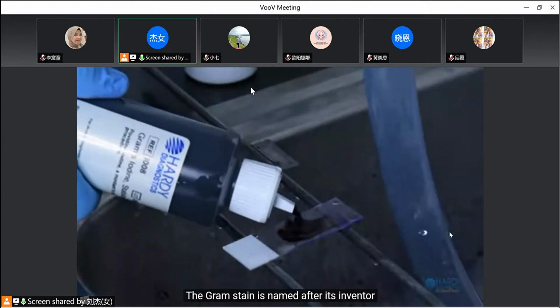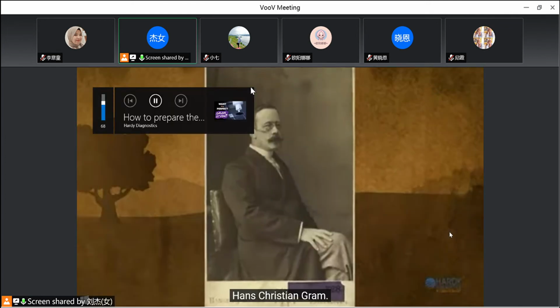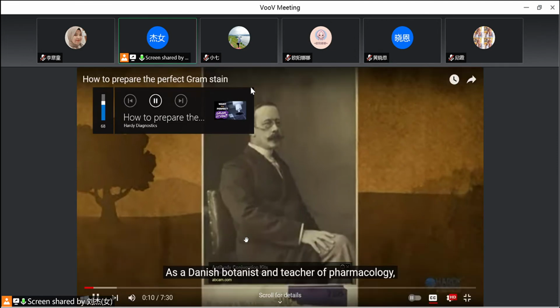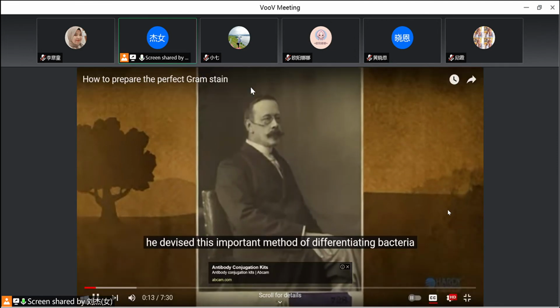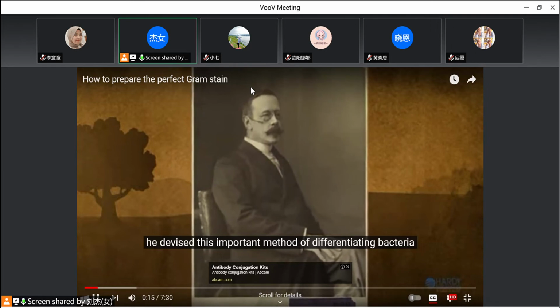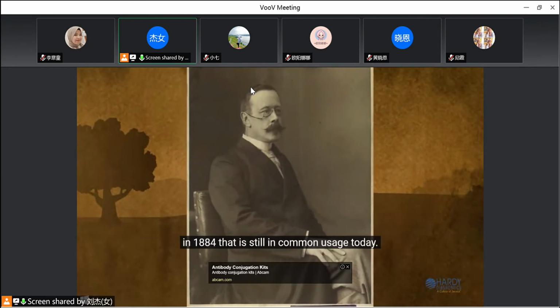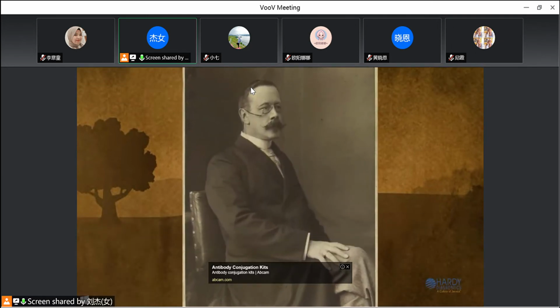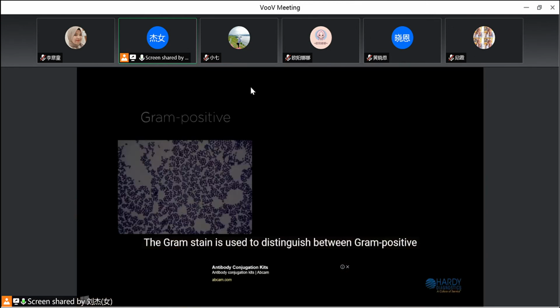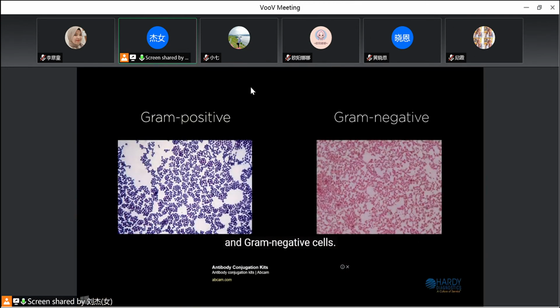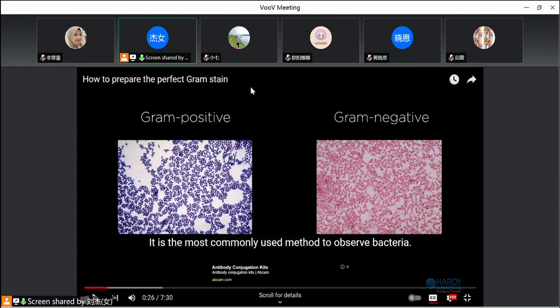The Gram stain is named after its inventor, Hans Christian Gram. As a Danish botanist and teacher of pharmacology, he devised this important method of differentiating bacteria in 1884 that is still in common usage today. The Gram stain is used to distinguish between gram-positive and gram-negative cells. It is the most commonly used.